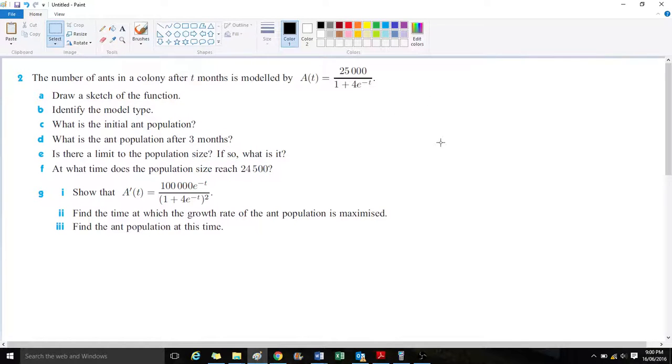Okay, let's look at another problem from 6C. So we have the number of ants in a colony after t months is modeled by this function. Step 1, sketch a graph for the function.